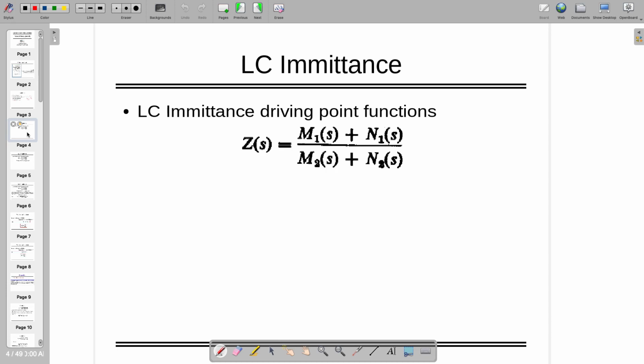Whenever there is an LC immittance driving point function. By the way, is there anybody who knows what is immittance function? Yes, Aman. Okay. Is there anybody else who wants to say? Vaishali, what is immittance function? Yes, Aishwarya. Yes, Vaishali, I am talking to you. Okay. What is admittance function? What is admittance function? Yes, Vaishali, now tell me. What is admittance function?